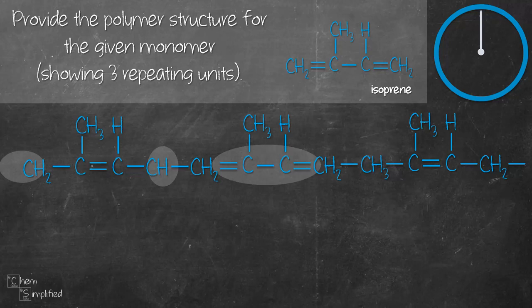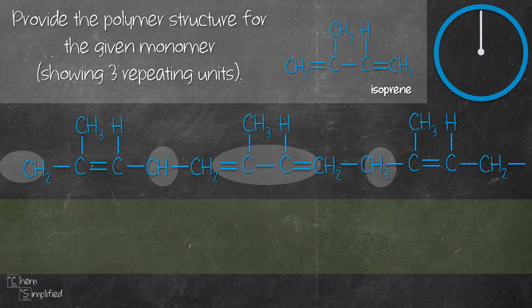The fourth and the final error is here. This carbon should only be connected to two hydrogens, not three. Again, carbon makes four bonds, right? So that carbon actually has five bonds, which is impossible. So that's the final error. Like I've said, these errors are common mistakes that are made when drawing this polymer. So let's see how the correct answer looks.